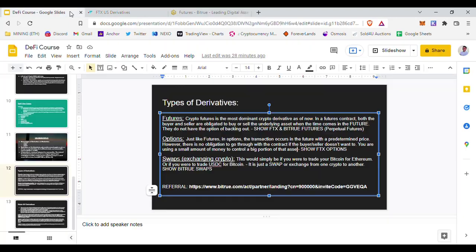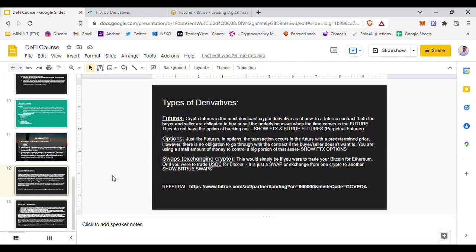This might be kind of confusing to you if you've never done it, but again, it's not really important to know how to use derivatives in full. I'm not even an expert in that. I just want you to be aware of the various things that are available in DeFi.